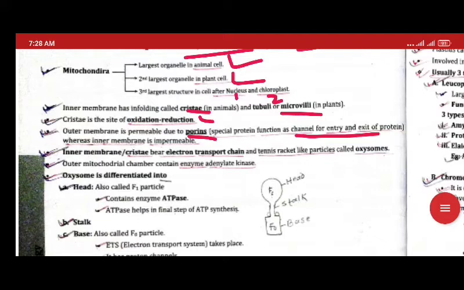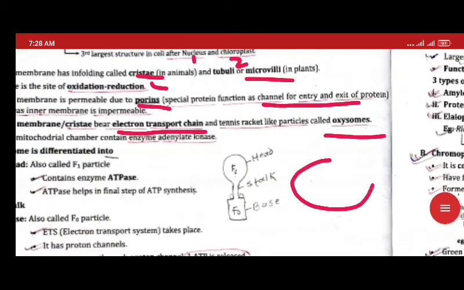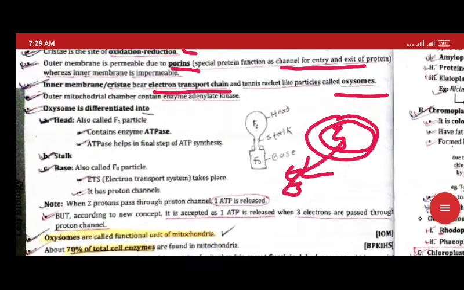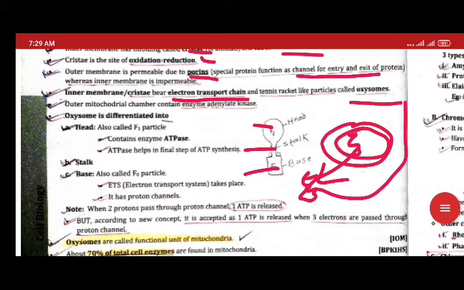Now the inner membrane bears ETS, the electron transport chain, and tennis-racket-like structures, called oxysomes. This is like a mitochondrion with two layers, and it contains cristae like this. Now in this cristae are tennis-like structures. What is this called? This is called the oxysome. This oxysome is differentiated into 3 parts, called head, stalk and base. So here we will go through it.